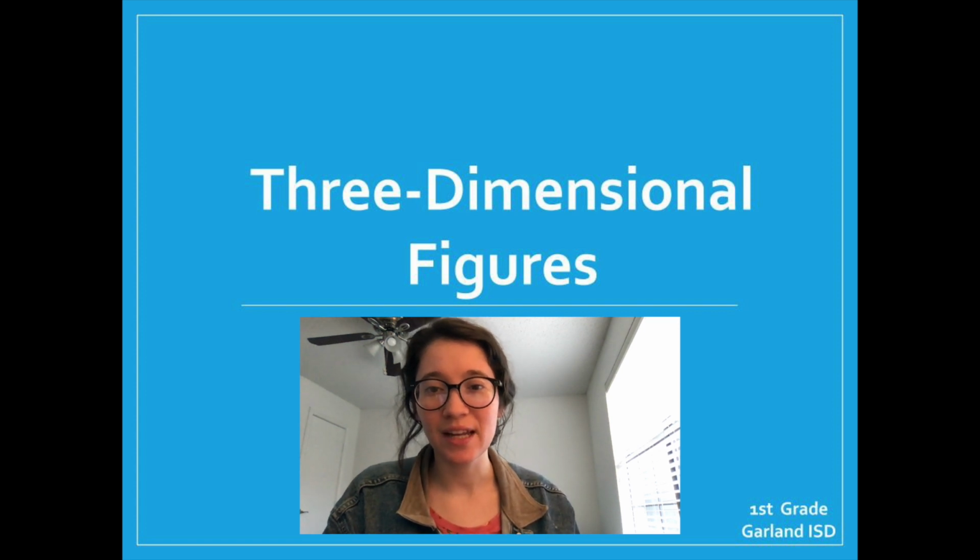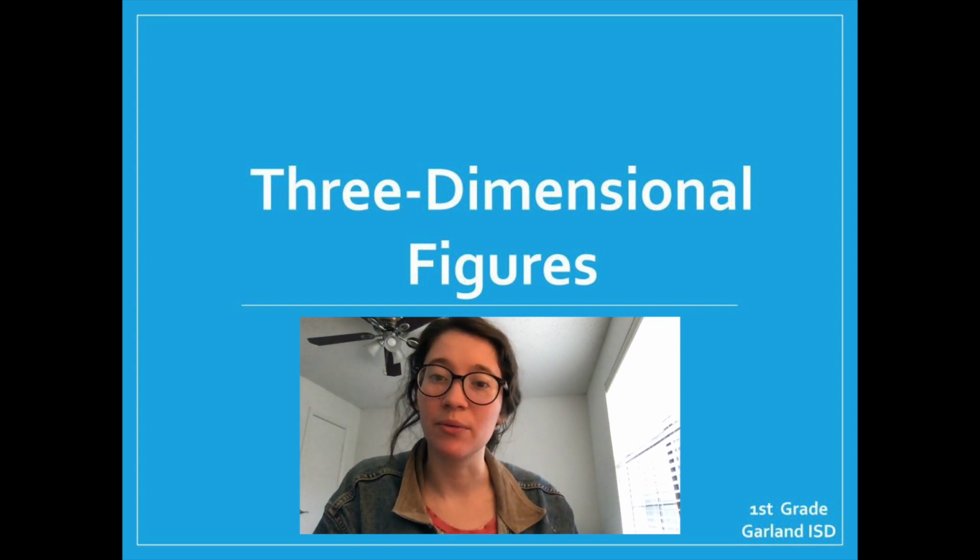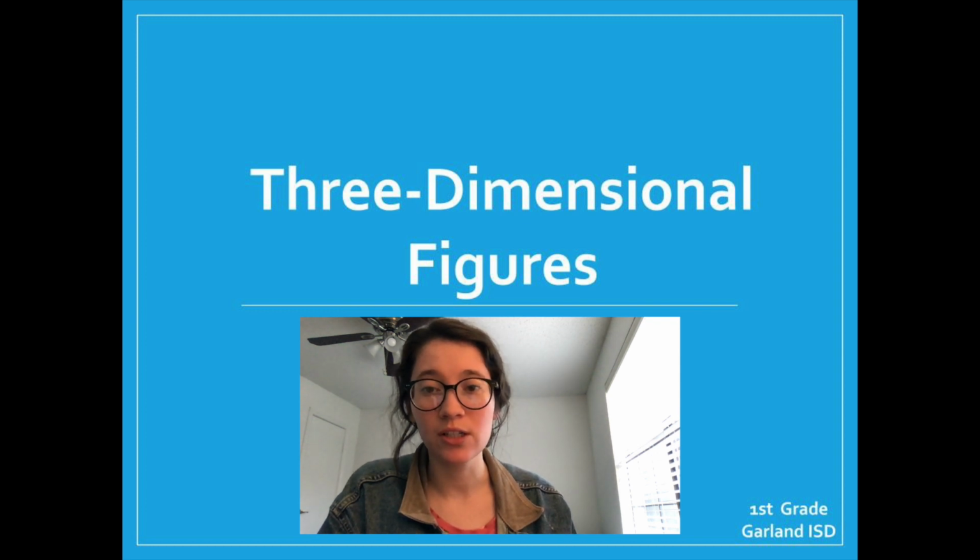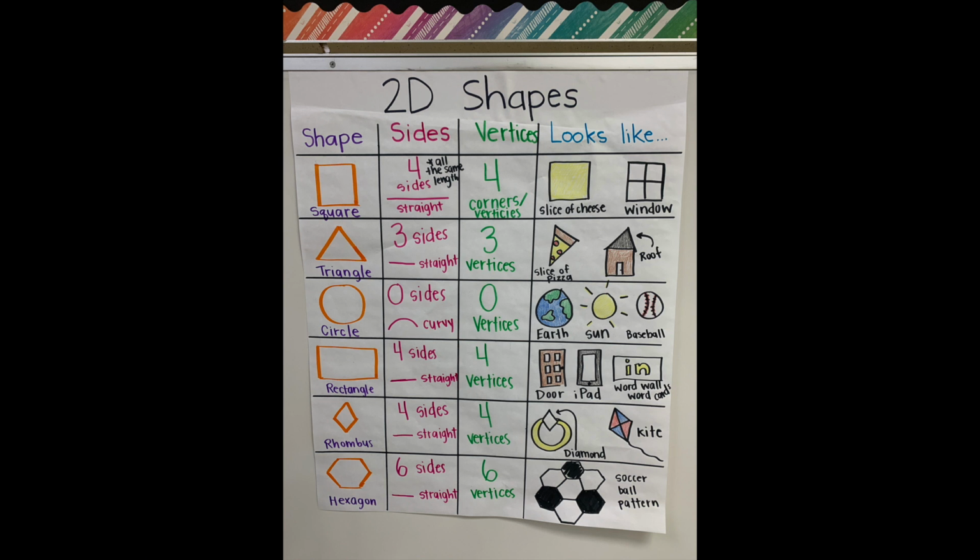Good morning, y'all. So today we're going to take a look at something called three-dimensional figures, which are a lot like our two-dimensional or 2D shapes that we looked at before the break. Before spring break, we learned about multiple different types of two-dimensional shapes, also known as 2D shapes. We learned about the square, triangle, circle, rectangle, rhombus, and hexagon.